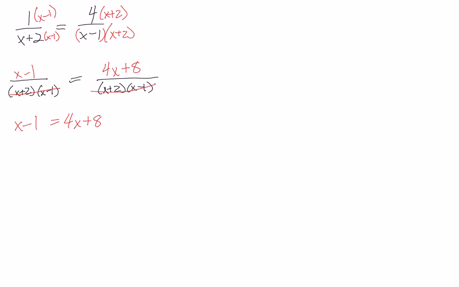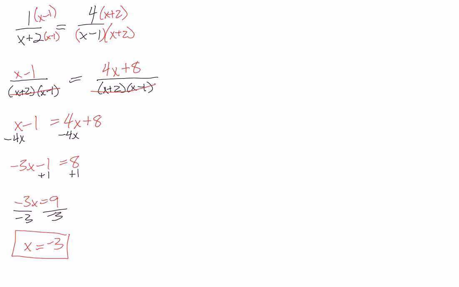So now to solve that, let's bring the 4x to the other side. So we'll subtract 4x. That gives us minus 3x minus 1 equals 8. And let's add 1 to both sides. So that gives us minus 3x equals 9. And our last step would be divide by negative 3. So we get x equals negative 3 for our answer.